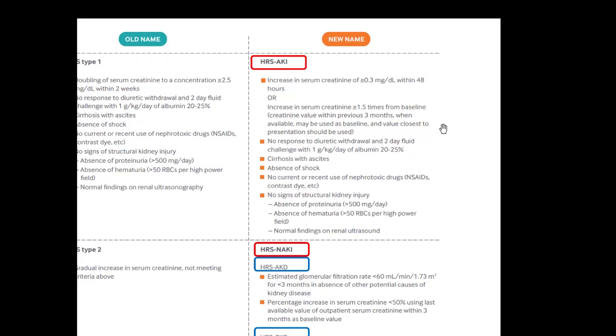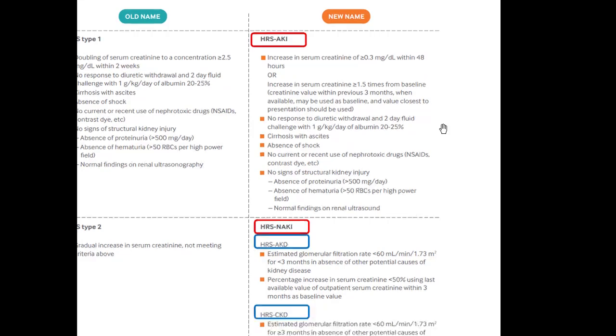Apart from that, the rest of the things remain the same, that there is no response to diuretic withdrawal and 2 days of fluid challenge with 1 gram per kg per day of albumin of 20 or 25%. There is cirrhosis with ascites, there is absence of shock, and there is no current or recent use of nephrotoxic drugs or no signs of structural kidney disease.